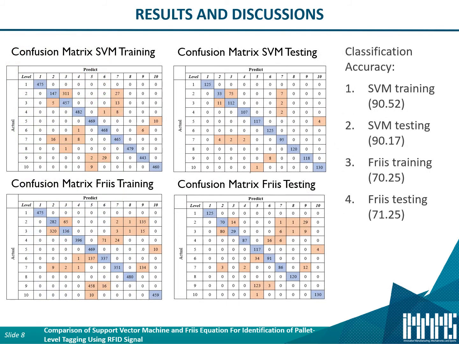In the results, we can see from the confusion matrix in these 4 tables that the SVM training has a classification accuracy of 90.52%, and in the testing part, it has 90.17% classification accuracy, whereas the Friis training only has 70.25% classification accuracy, and there is 71.25% classification accuracy in the testing part.